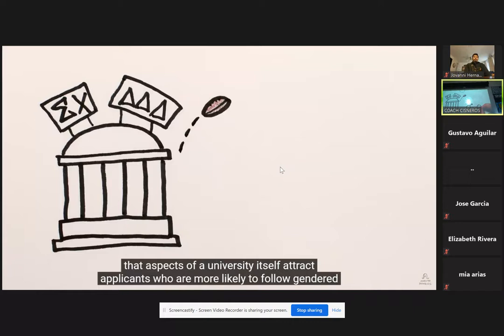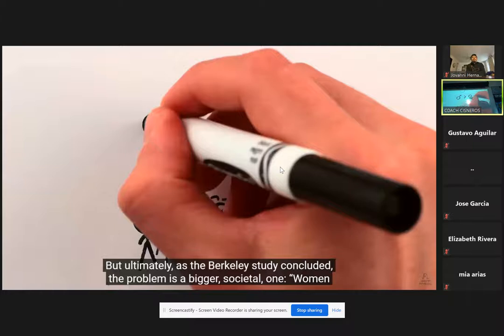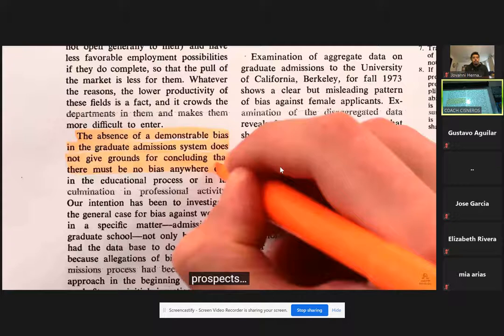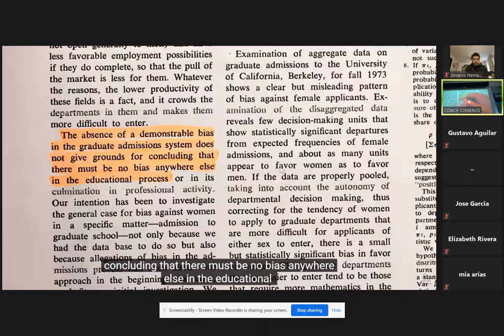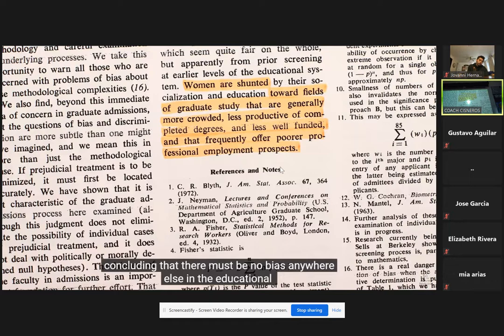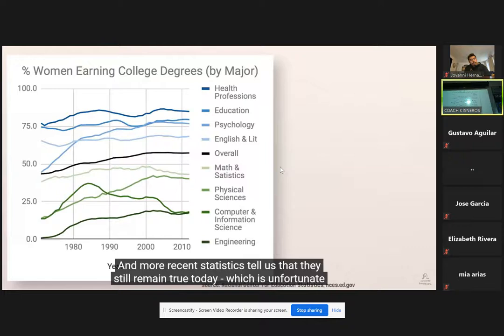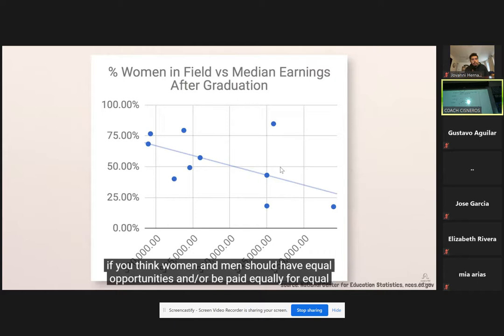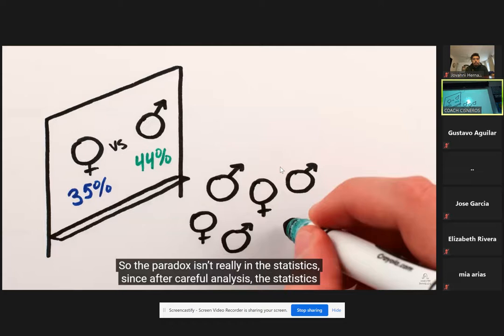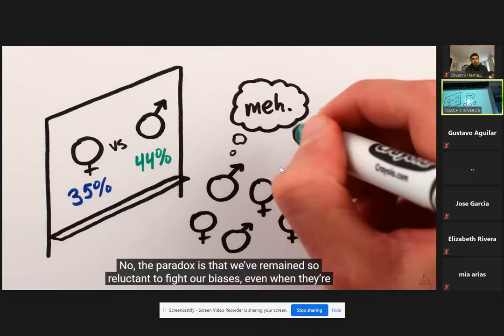But ultimately, as the Berkeley study concluded, the problem is a bigger societal one. The absence of a demonstrable bias in the admissions system does not give grounds for concluding that there must be no bias anywhere else in the educational process. Women are shunted towards fields of study that are generally more crowded, less productive of completed degrees, less well-funded, and that frequently offer poorer professional employment prospects. Those words were written in a statistics paper in 1975, and more recent statistics tell us that they still remain true today, which is unfortunate if you think women and men should have equal opportunities and/or be paid equally for equal work. So the paradox isn't really in the statistics, since after careful analysis, the statistics tell us we're biased, and even hint at where those biases are or aren't coming into play. No, the paradox is that we've remained so reluctant to fight our biases, even when they're put in plain sight.